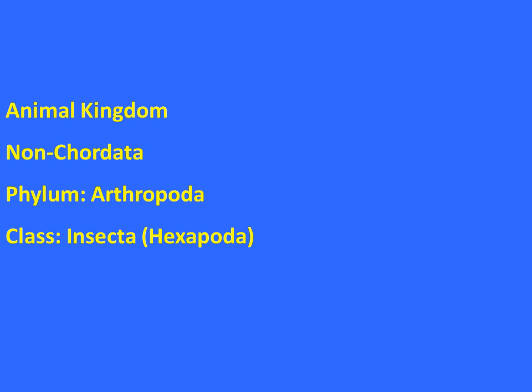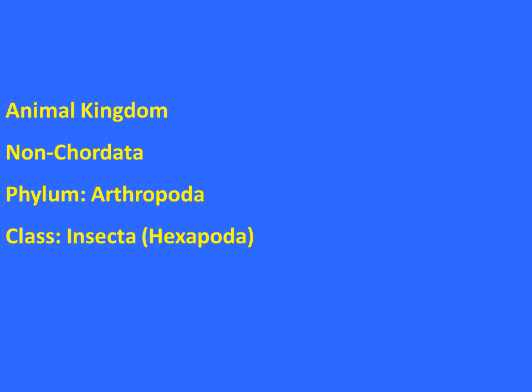If we talk about the classification of the animal kingdom, it is classified into non-chordata and chordata. And within non-chordata, we have different phyla, one of the phylum being the Arthropoda. Arthropoda comprises organisms with jointed appendages and, of course, metameric segmentation.